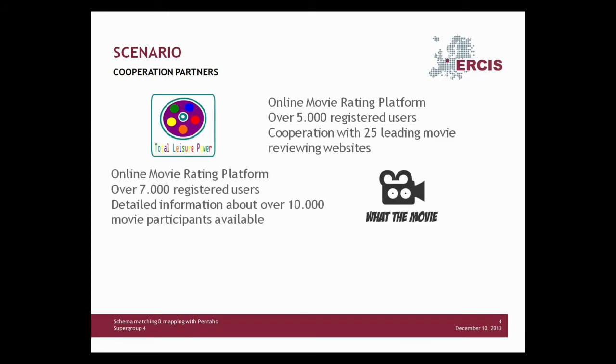The first one is What's a Movie Ltd. It is an online rating platform which provides its users with basic information about a wide range of movies and soap operas, as well as its participants from both sides of the screen: actors, writers, directors, and composers. Currently, its database consists of over 15,000 records and is constantly growing.